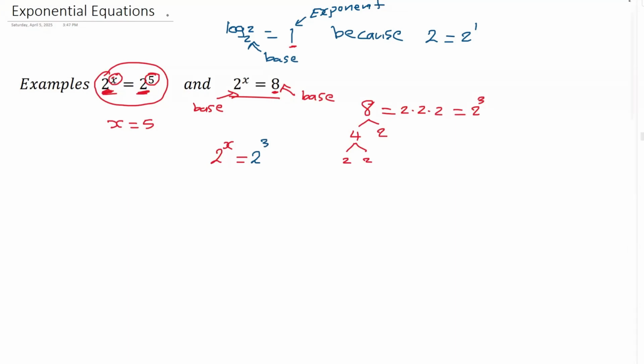So now we get the bases to be the same. What we just did was rewrite 8 such that the base is 2. Now that the bases are the same, the exponents must be equal. So if 2 to the x is equal to 2 to the 3rd, then x must equal 3, right? That's the process we're going to use to solve these exponential equations. We rewrite the equation such that they both have the same base, and then we just set the exponents equal to each other. So let's try an example.